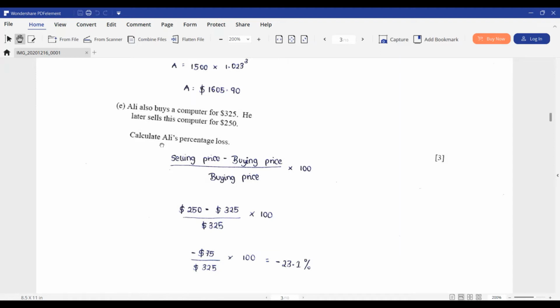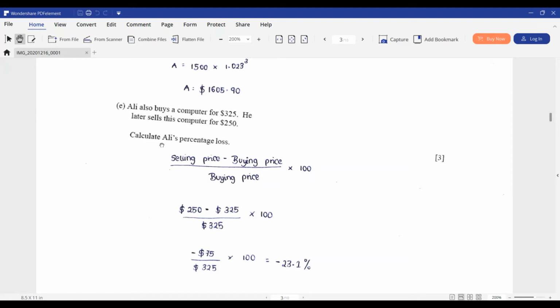Part E. Ali also buys a computer for $325. He later sells this computer for $250. Calculate Ali's percentage loss. So how do we calculate percentage loss? Basically, we're going to take the new price, as in the selling price, subtract the buying price, over the buying price, multiplied by 100.